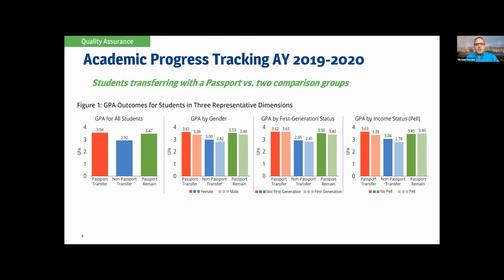But when you're reviewing these bar graphs, what we're really seeing is that outcomes by gender, by first generation status, by income are as good or better for our passport transfer students as they are for the native students who are earning passports here at our institutions. Let's go to the next slide.